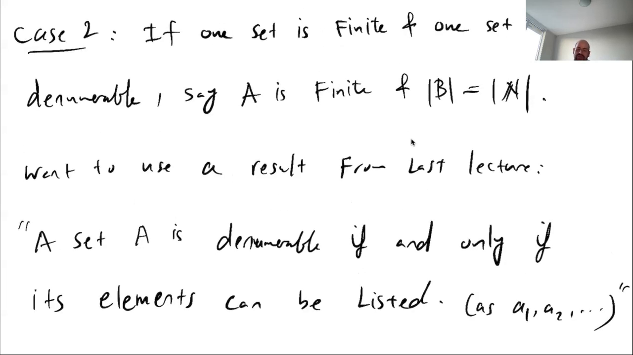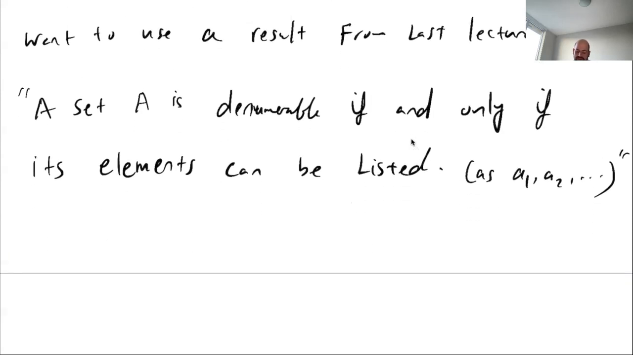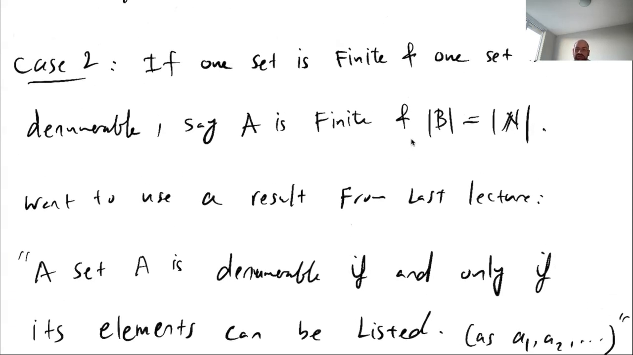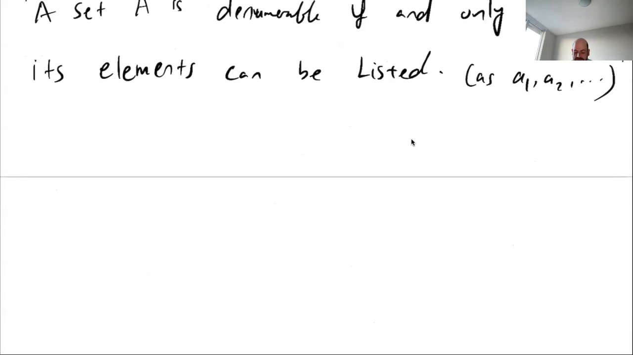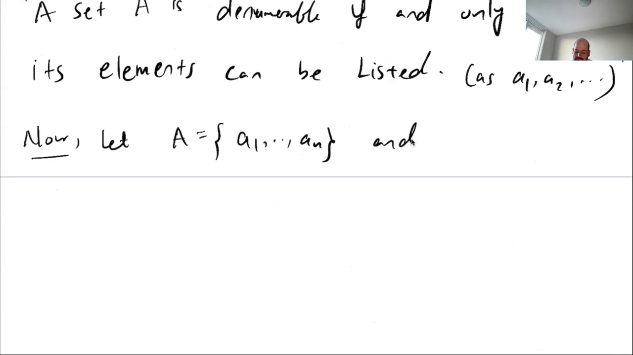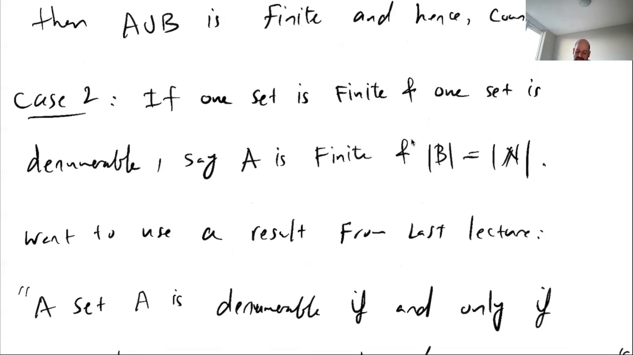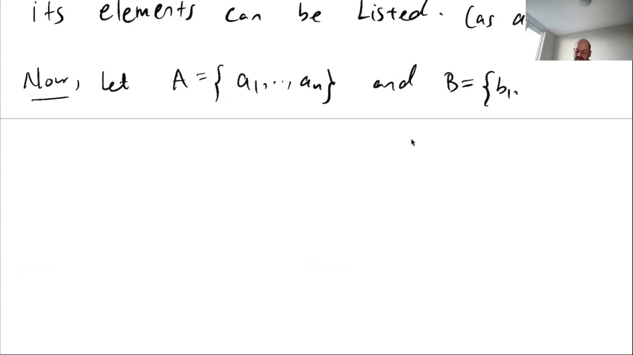Now my B here is denumerable, so I can list the elements, and A is finite. Of course, I can list the elements of a set which is finite. So that part is obvious. Now let A equal, let's say, A1 to AN. Remember, in my assumption, A is finite. And B is denumerable, so I can list the elements of B as, let's say, B1, B2, B3, and so on.